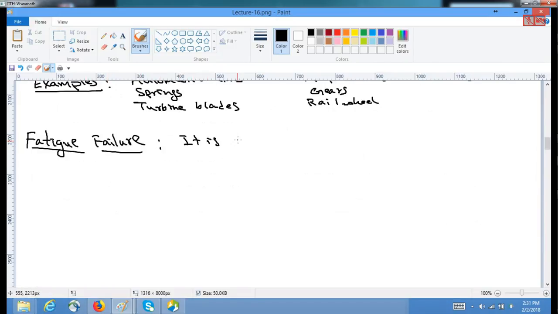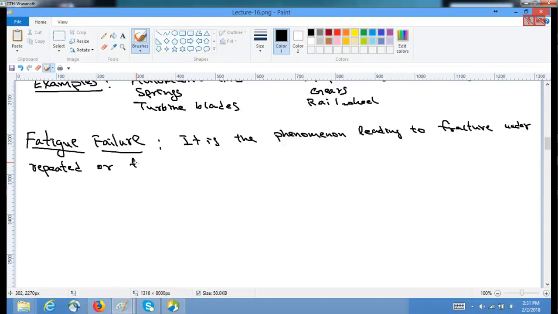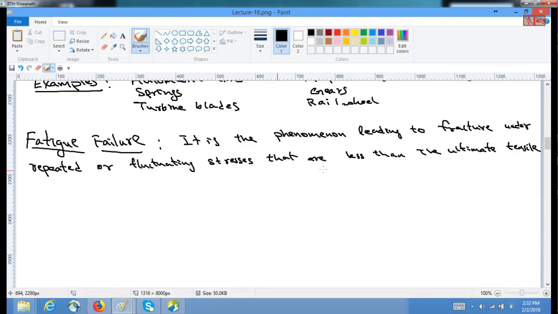It is the phenomenon leading to fracture under repeated or fluctuating stresses that are less than the ultimate tensile strength of the material.